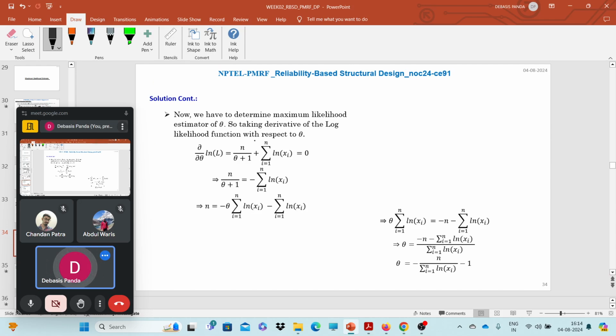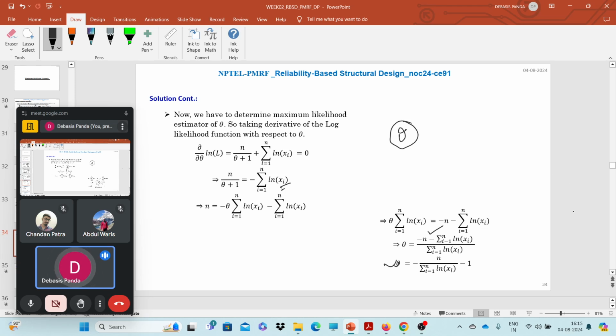Here I have done the differentiation. If you solve this, what you will get is n divided by theta plus 1 equals minus summation of i equals 1 to n of ln of x_i. Now what you are looking for is theta, so you just need to solve for theta. If you simplify this equation, you will find that theta is minus n divided by summation of i equals 1 to n of ln of x_i, minus 1. If some options are given, you have to simplify further and look for the option that is closest to your value, then select it accordingly. So this is the best estimator of theta.